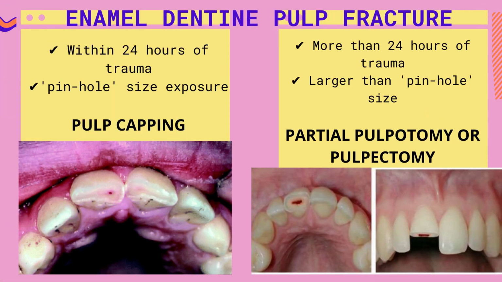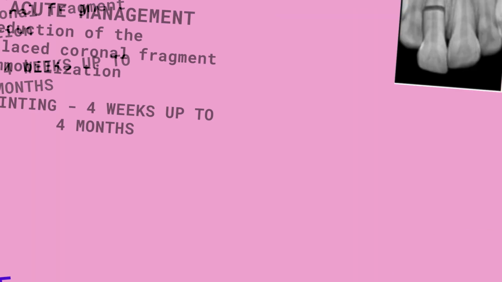Enamel dentine pulp fracture. Important considerations for identifying the most appropriate pulp treatment would include the size of exposure, duration of pulp exposure, and maturity of the tooth. A pulp cap can be placed on the tooth if the exposure occurred within 24 hours of trauma and if it is pinhole in size. If the exposure occurred more than 24 hours ago or is larger than a pinhole size, partial pulpotomy or pulpectomy should be carried out.